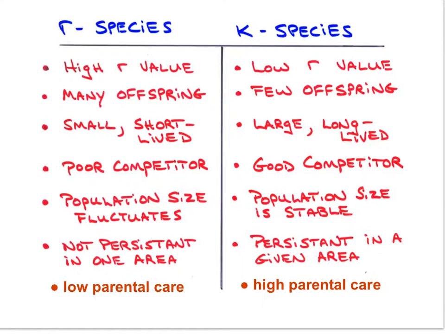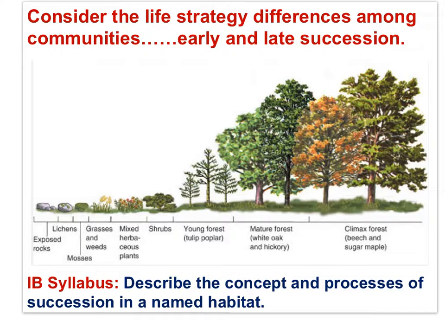So here are the characteristics of R and K species. I've presented this information to you earlier in this course. It's important that you stop the movie now and spend some time to study this slide. Consider the life strategy differences among the community's early and late succession. R-selected species, such as annuals, are poor competitors, thriving early in succession in an unstable habitat. The population grows rapidly but is soon replaced. The K-selected species, such as perennials, are good competitors, living in a stable habitat with their population maintained around carrying capacity. You should be able to name specific species in the successional sequence of communities.